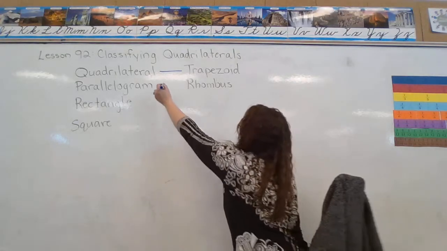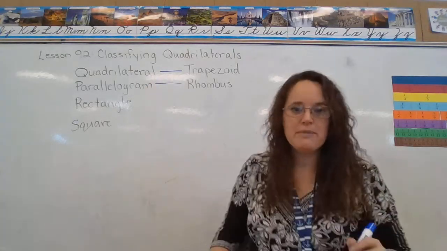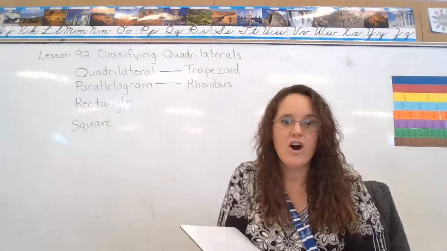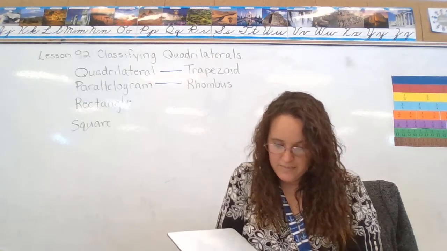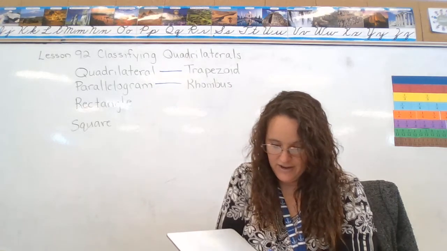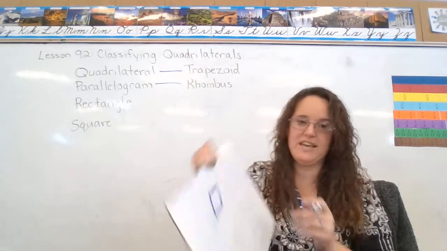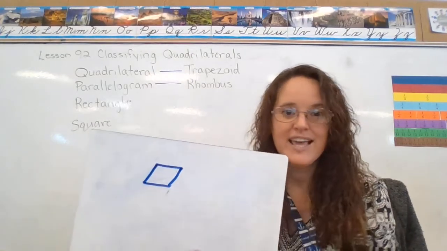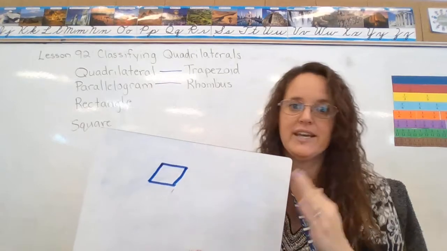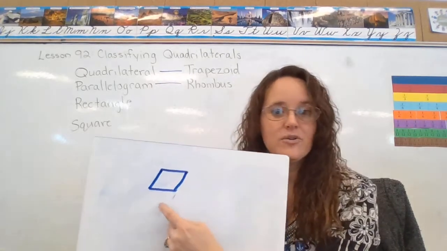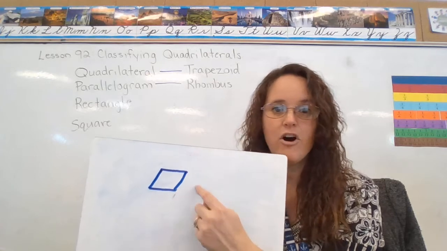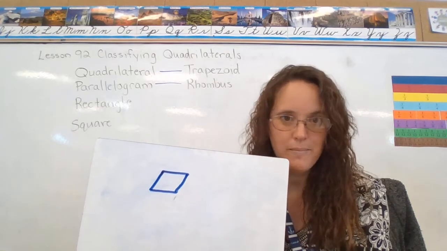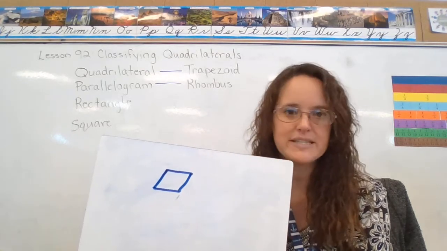And then a rhombus is a type of parallelogram where all four of its sides are congruent. So a rhombus is not a square because it does not follow the rules of being a square. A square has to have 90-degree angles. A rhombus is like a square that got pushed and it kind of fell over a little bit. So it's a parallelogram, but if all four sides are the same length, then we also call it a rhombus. Kind of a funny word, rhombus.